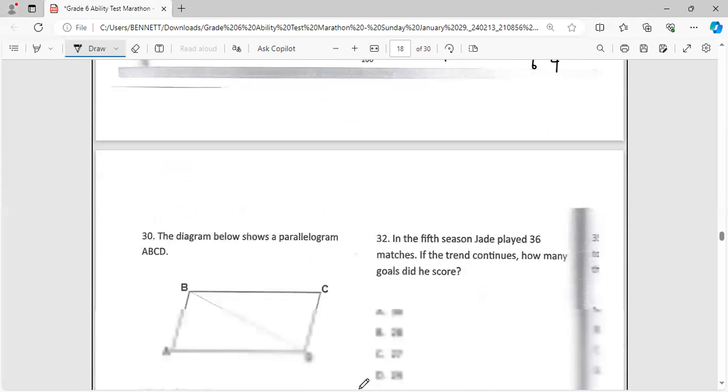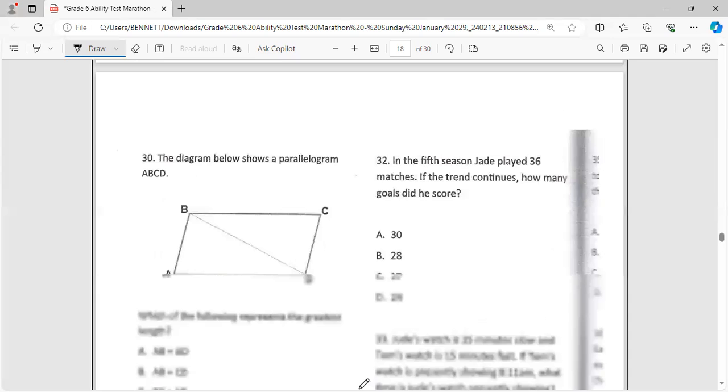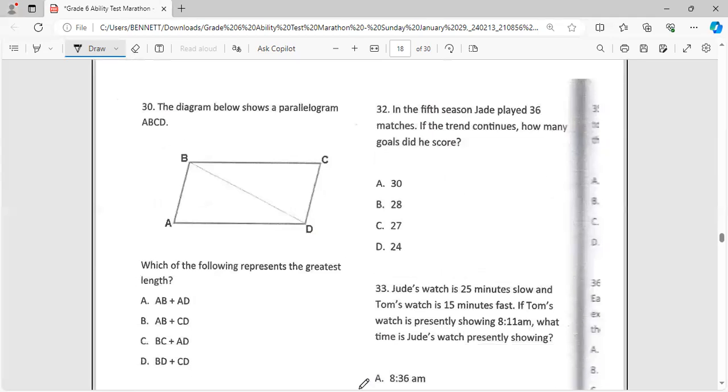Alright, we're going to look at the next one, guys. The volleyball player will no longer be used. This one is a past paper. The diagram below shows a parallelogram ABCD. Which of the following represents the greatest length?